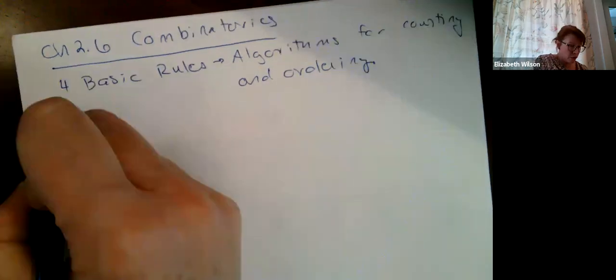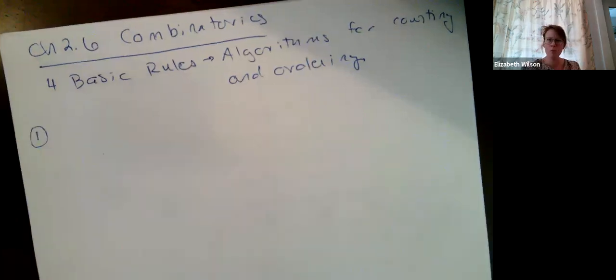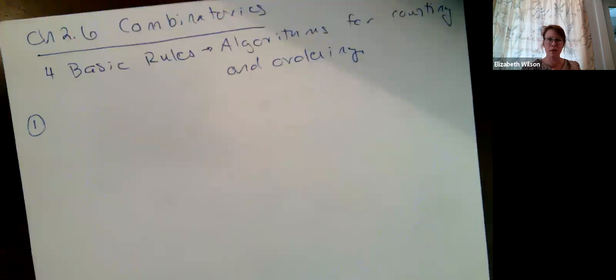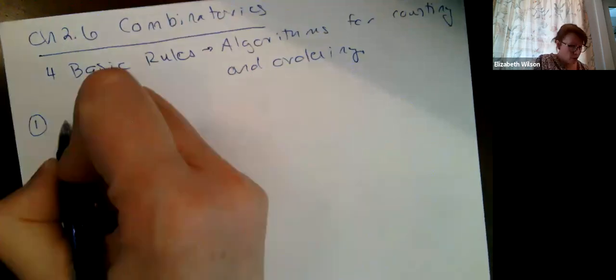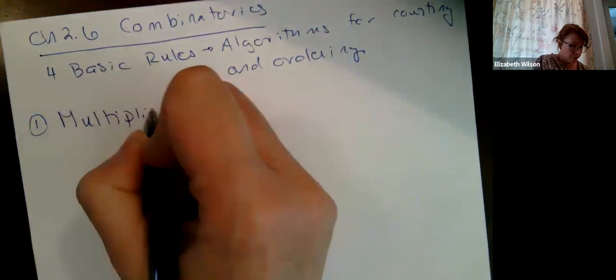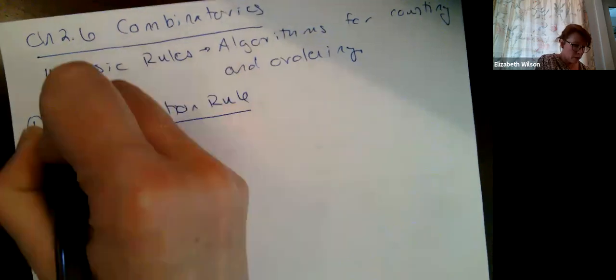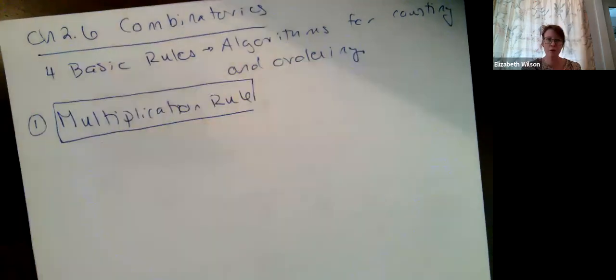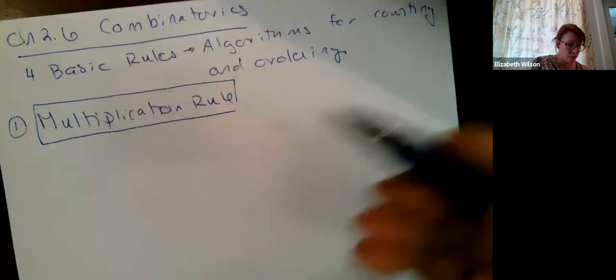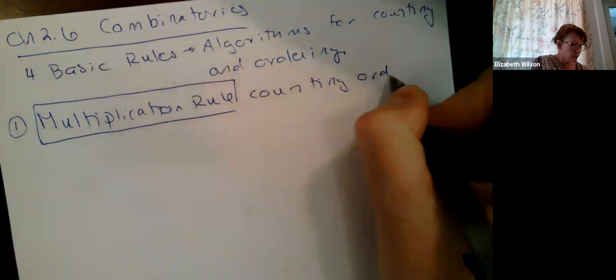So the first one, and you may recognize some of this stuff as we're going along because we've been actually employing some of these things, and you'll start to recognize some of the ideas that we've been doing. So the first rule is called the multiplication rule, and I'll put a box around it so we know it's important. Okay, so our multiplication rule says this, we're going to use this for counting ordered sequences.